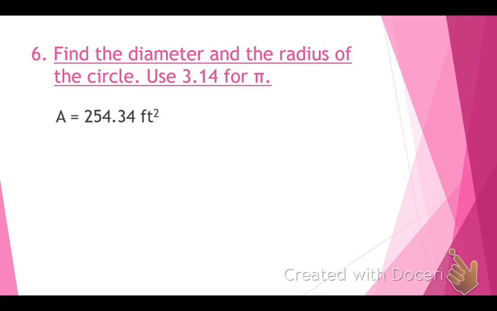Find the diameter and the radius of the circle. Use 3.14 for pi. So, what shape are we talking about? A circle, okay? Do you think I'm looking for circumference or for area? Why do you think area? Because it says area. Okay, don't make this more difficult than you have to. Right there, it says area, so now I know I'm using area of a circle formula. What is that formula? A equals pi r squared.